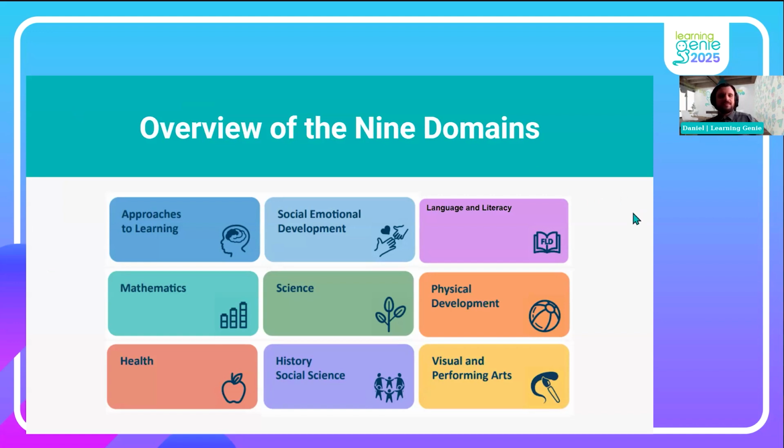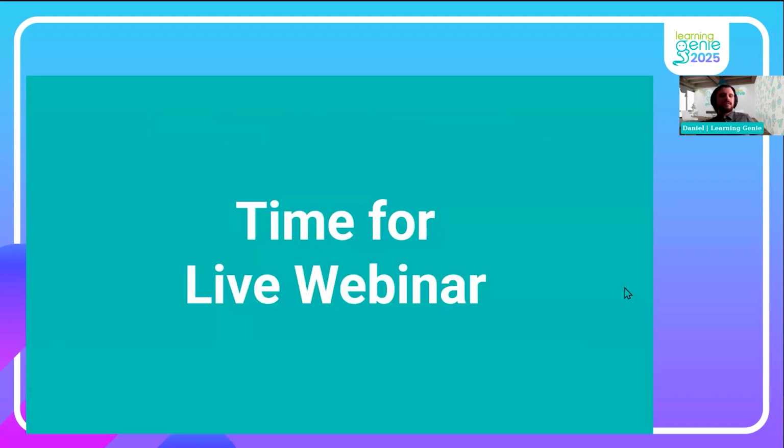Okay, sorry, thank you. And so for the overview of the 9 domains, really quick, we're going to have in the new PTKLF approaches to learning, social emotional development, language and literacy, math, science, physical development, health, history, social science, and visual and performing arts. In language and literacy, of course, we also have ELD for English language development. And we can go to the live webinar.